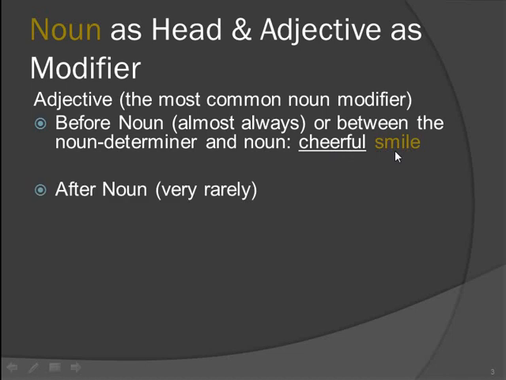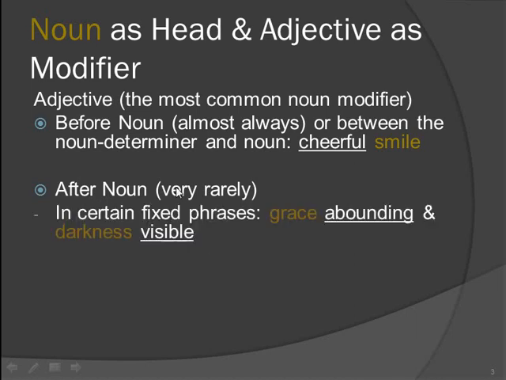Okay, and is it possible to have adjective as noun modifier to be located after noun as head? The answer is yes, but very rarely. Only in certain fixed phrases, like grace abounding. Jadi di sini adjektif terletak setelah noun yang menjadi head, jadi adjektifnya menjadi modifier, tapi terletaknya setelah noun.